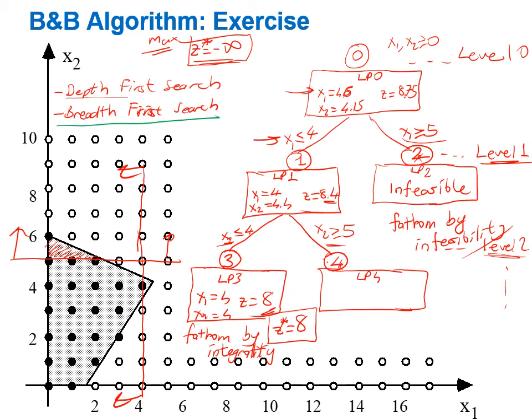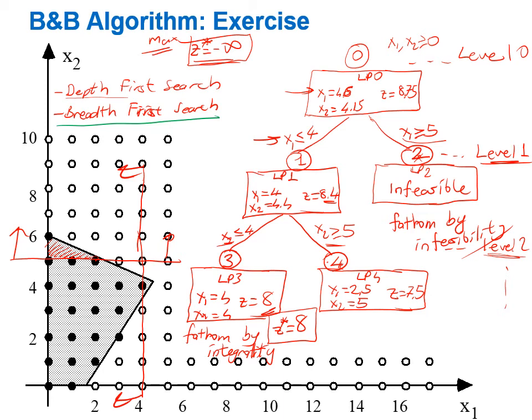And when you solve it, we obtain that x1 is equal to 2.5, I guess, x2 is equal to 5 and the z value is equal to 7.5. Now when we solve it, again, the first thing is to try to fathom this. Can I fathom it because of infeasibility? No, because there is a feasible solution. Can I fathom it because of integrality? No, because the x1 value is 2.5 and it is not integer. Can I fathom this because of bound? Now, this is the critical question.